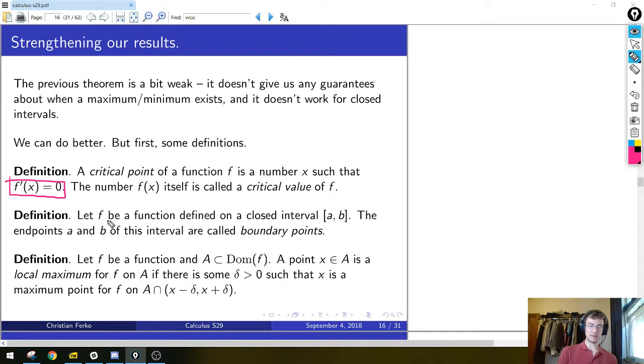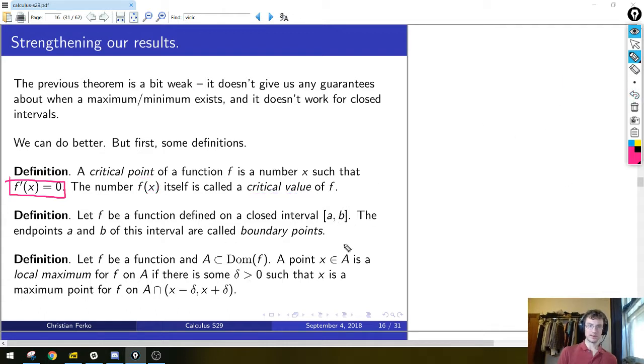They appeared in the previous theorem. So I'm just going to make a word for those. The word is critical point. A critical point of a function f is a number x where f prime of x equals 0. Critical point just means place where the derivative is 0. The output of the function f of x at that point where the derivative is 0 is called the critical value. So not rocket science.